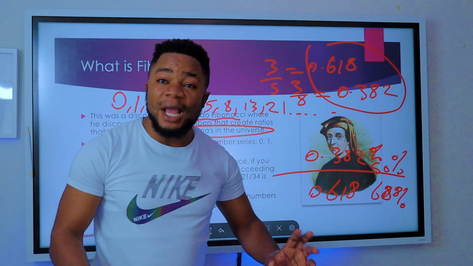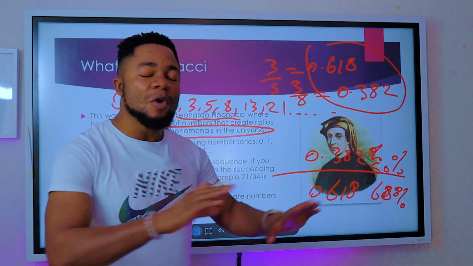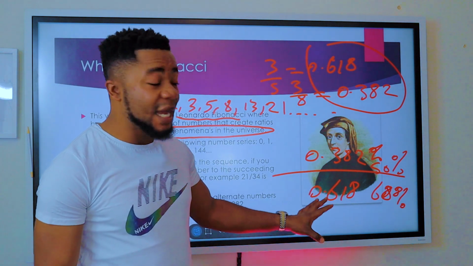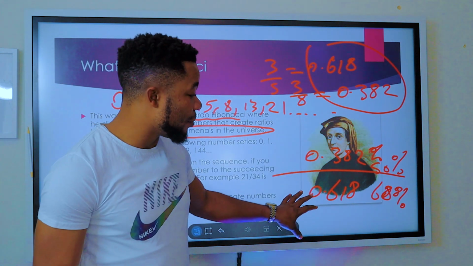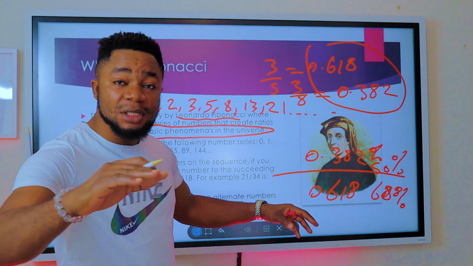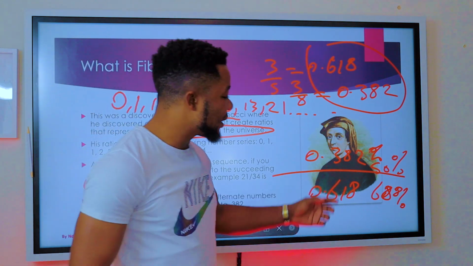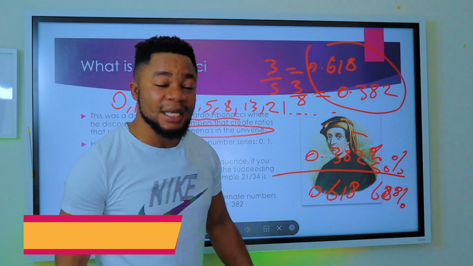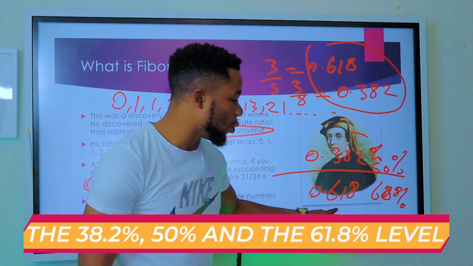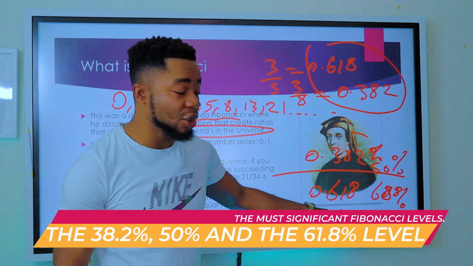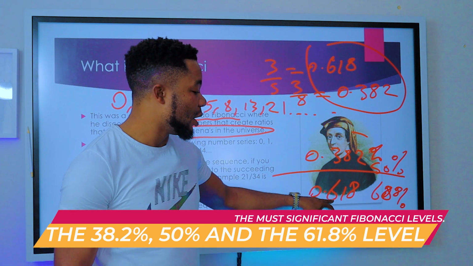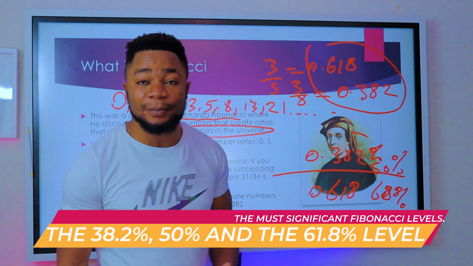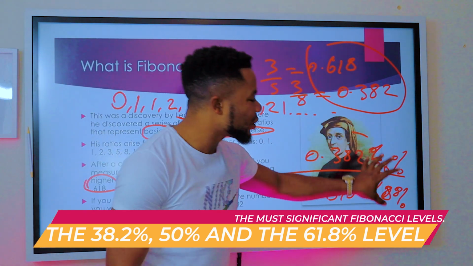So as we go ahead, you see that this guy came up with the series, and he came up with the Fibonacci magic numbers. The most significant levels, because there you have different levels, will be our 38% level, our 50% level, and our 61.8% level, or 0.618. Because on some software you see they write 0.618, or on some platforms they will just write 61.8%.